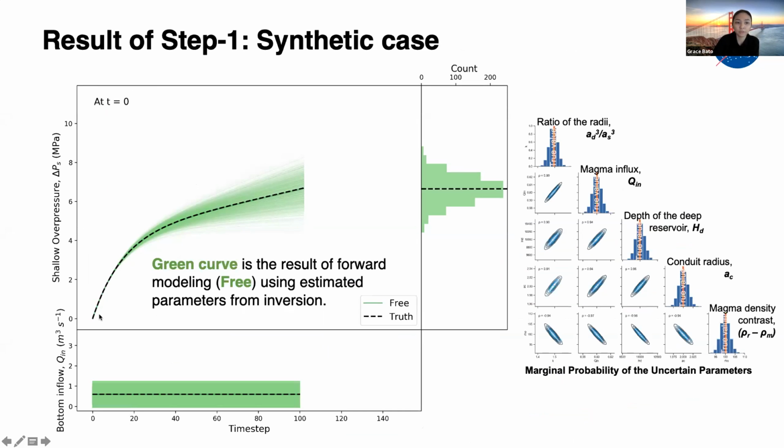The true behavior of the system is defined by the black broken line here. So this is the shallow overpressure as a function of time, and here is the evolution of magma inflow rate as a function of time. So it remained constant, and I was able to really track the actual behavior of the system with certain uncertainties.